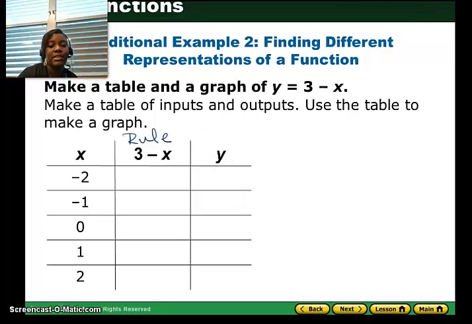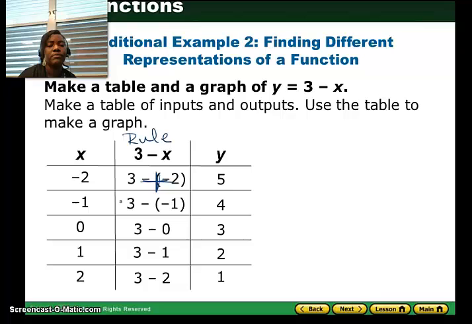Okay, so let's go ahead and see how this is done. Basically, we plug in the numbers. So I'm just going to replace this x value with -2. Again, I'm substituting. And here we get 5. Remember, a minus and a minus will turn out to be a plus. Now we have 3 minus -1, that will be 4. 3, and so on and so forth.